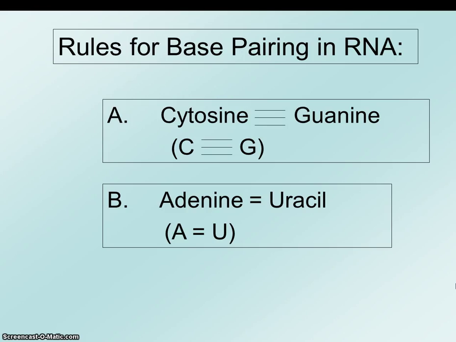So for our purposes, that's enough. We know that RNA is still going to have cytosine and guanine and adenine, but it's going to use uracil instead of thymine. So uracil is going to take the place of thymine for RNA.